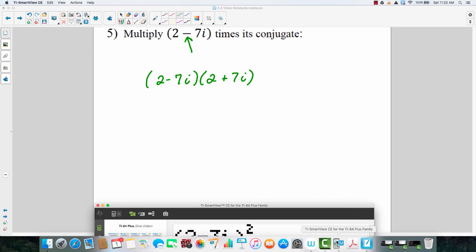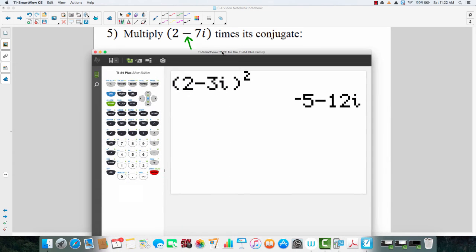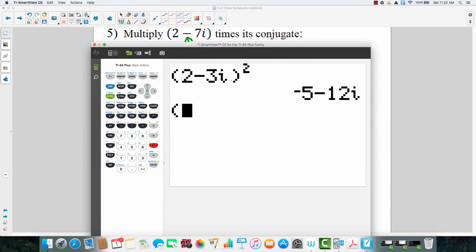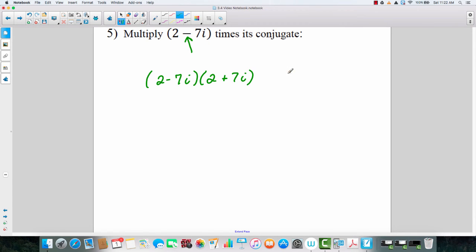Let's use our calculator. 2 minus 7i, 2 plus 7i. Look good? Yeah. 53. Where'd that come from? This is awesome. Check this out. I just wanted to show you the answer real quick in the calculator. And now, the idea of conjugates, just like difference of two squares, it's really cool. The middle terms end up disappearing.